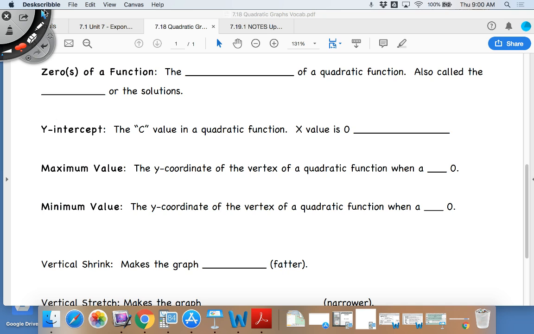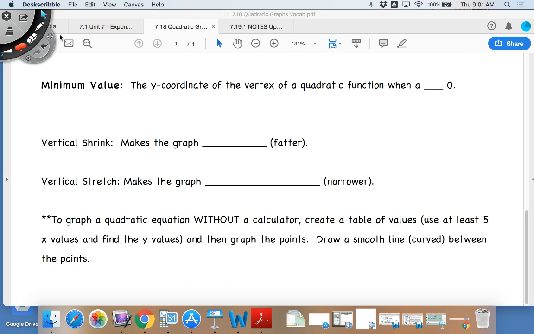Vertical shrink. So we've used other words for this. What other word instead of shrink? Compress. It makes the graph wider or fatter, and that would be when the a is a fractional amount, so between 0 and 1. A vertical stretch makes the graph thinner or narrower.